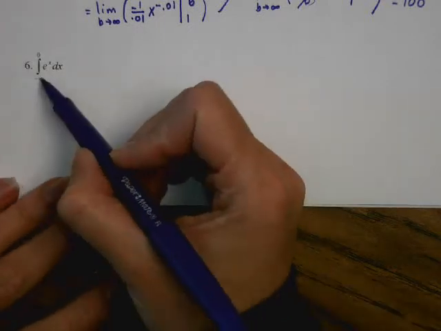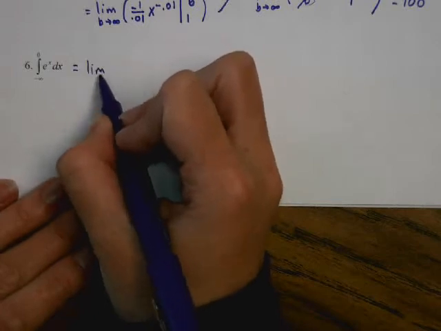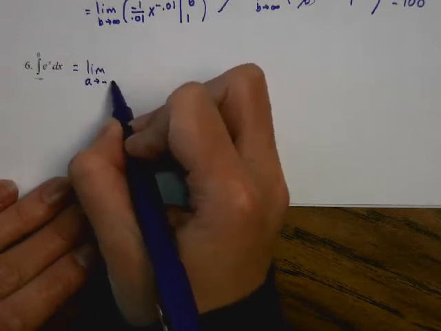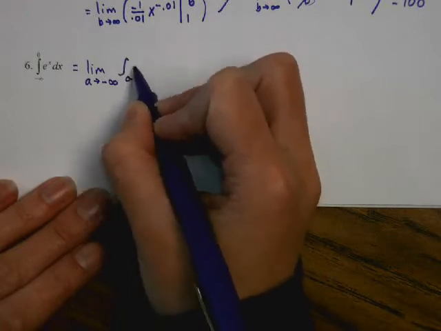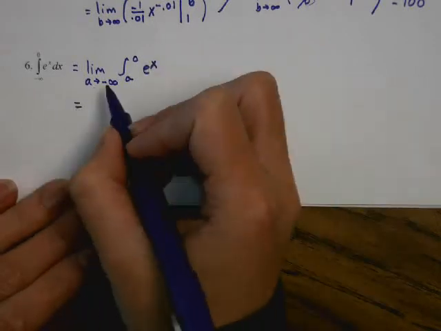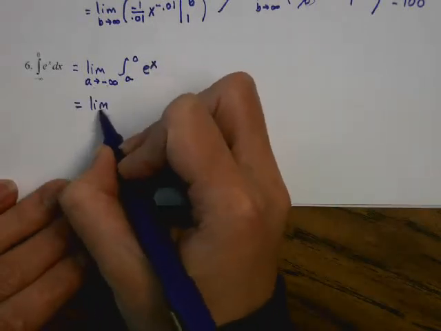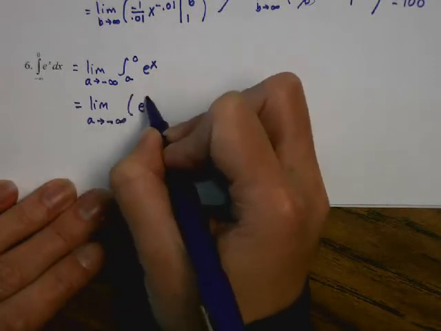Our next integral goes from negative infinity to 0. So this is going to be the limit as a goes to negative infinity of the integral from a to 0. Okay, well, integral of e to the x is e to the x.